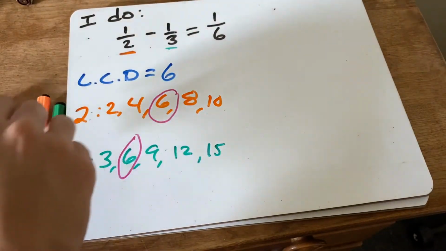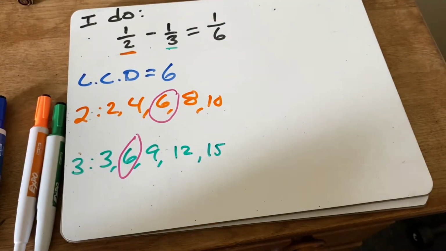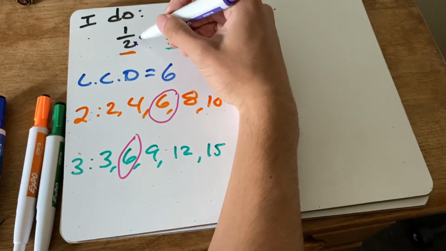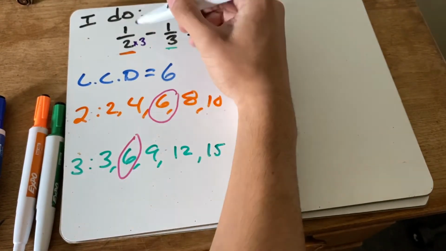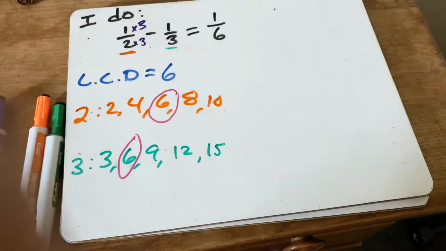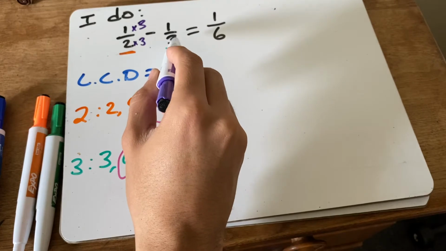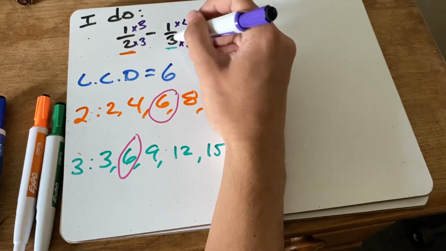So how can we switch up this 2 to be a 6? How can we multiply the 2 to be a 6? 2 times 3, right? 2 times 1, 2. 2 times 2, 4. 2 times 3, 6. But we also need to multiply our numerator. How can we switch up this 3? How do we multiply the 3 to become 6? Exactly, 2. 3 times 2 will give me 6.